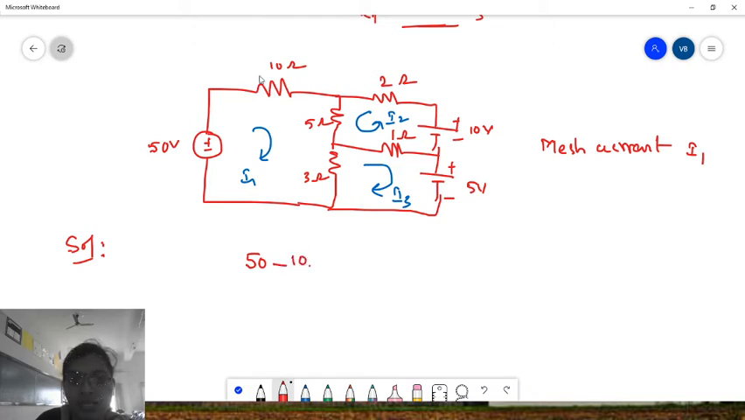So here, that resistance has only the current I1. So 10 into I1, minus here 5. Another is a loop current, loop voltage we can take. That 5 minus 5 into... Here in the 5 ohm resistor, two currents are passing.